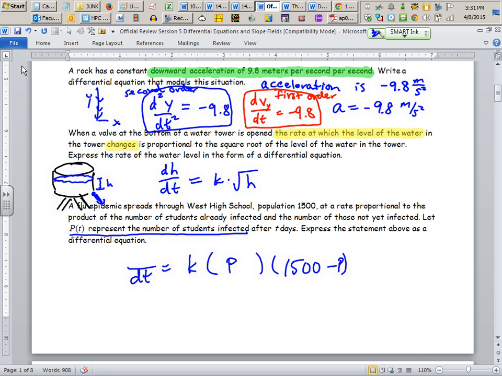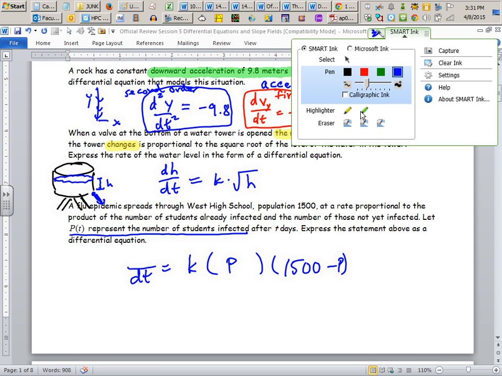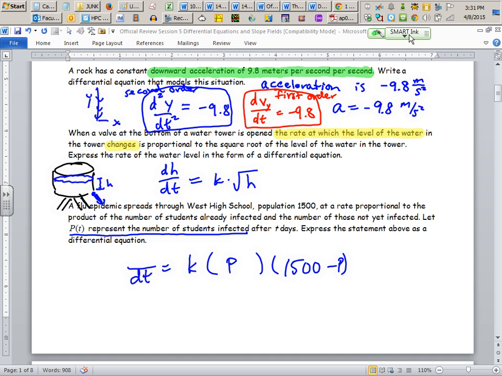So what is this the rate of change of? It says here the flu epidemic spreads at a rate. So it's d something dt. What is it? dP. Yes. The rate of change of those infected is proportional to the product of those infected and those not infected. Does anybody recognize this?